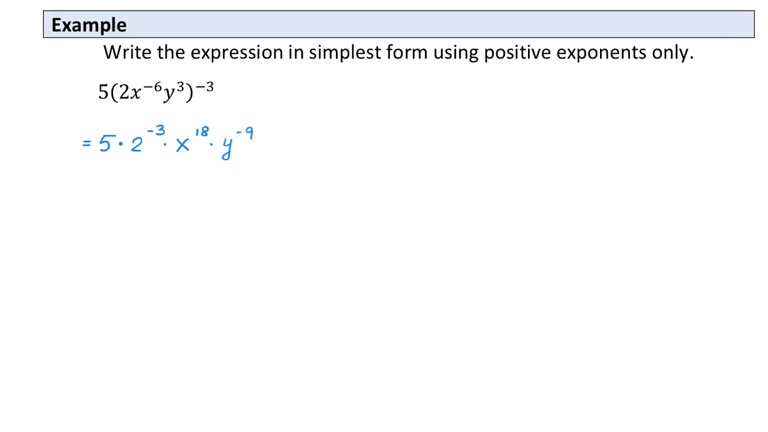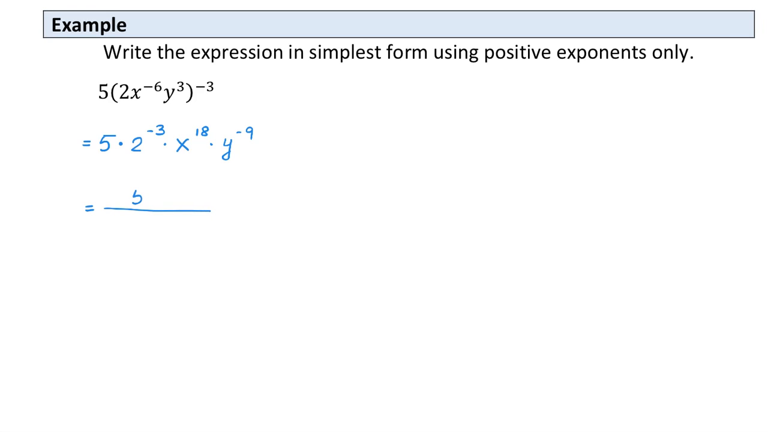So now we have 4 factors, that is 5, 2, x, and y. Out of these 4, 2 and y have negative exponents. Therefore, we will keep 5 and x in the numerator, but we will bring down 2 and y. So let's start a fraction.